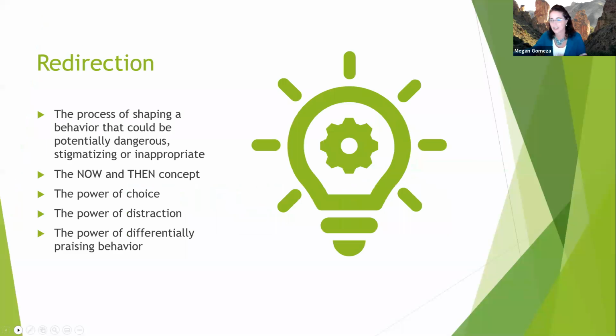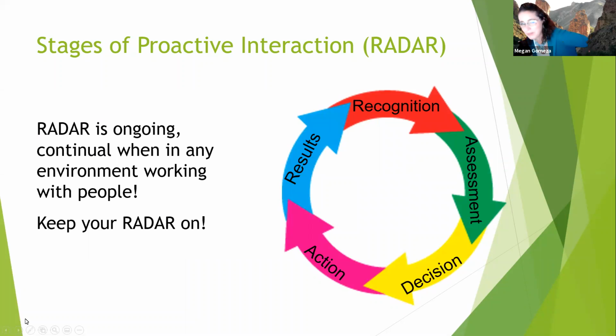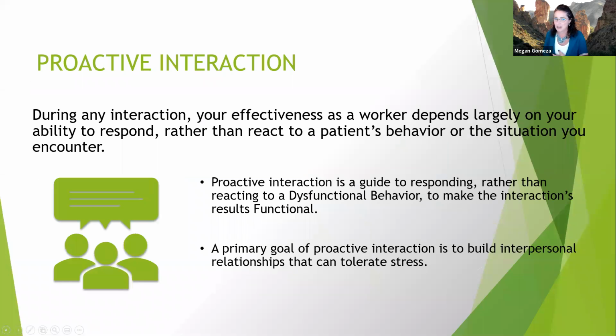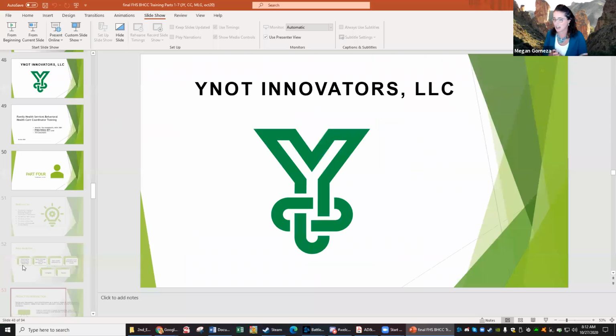53, sorry. So we're going to talk about proactive interaction. We're going to talk about the crisis cycle. And we're going to kind of start to lean into what your duties are in a crisis.